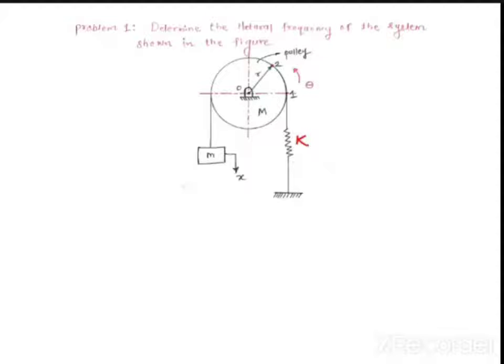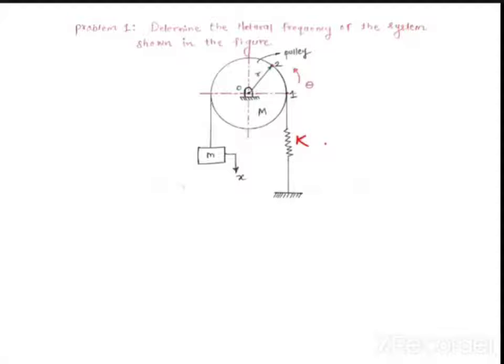Okay, so try to remember that. First of all, you have to find out whether the pulley center is fixed or not. If the pulley center is not fixed, it will have both motions, translational as well as rotational. If the pulley center is fixed, it will have only rotational, the mass m will have translation, and k is nothing but a linear displacement of the spring.